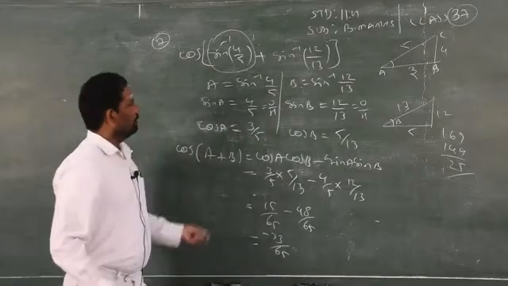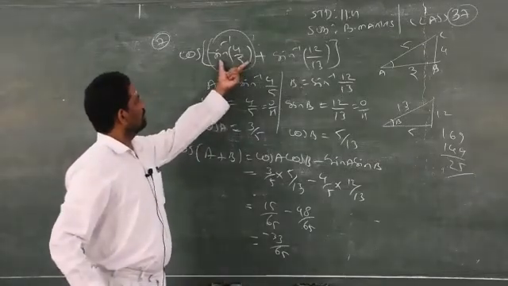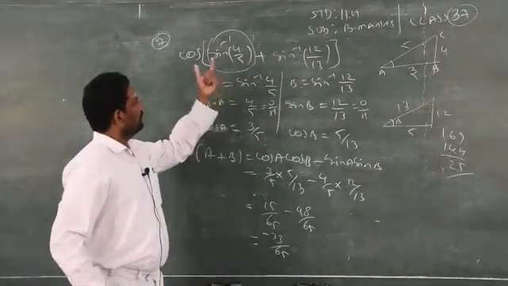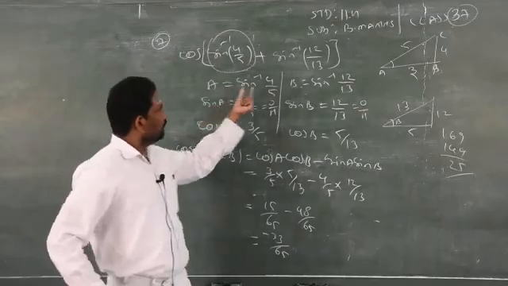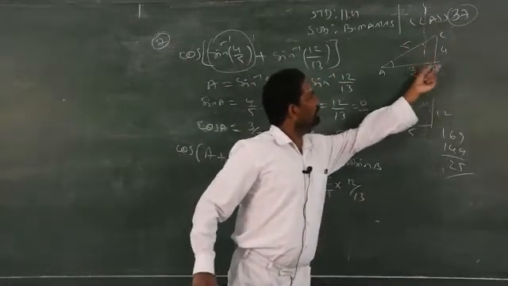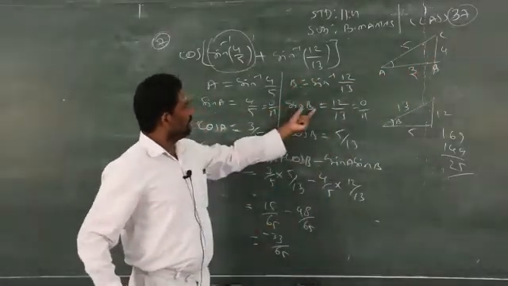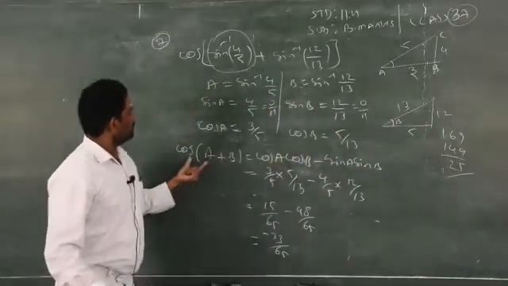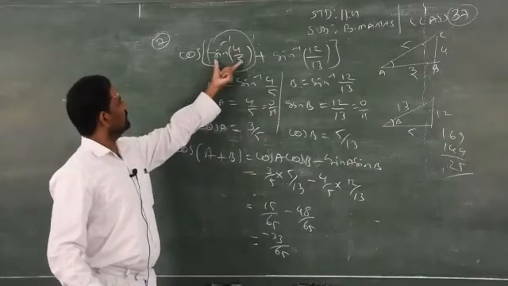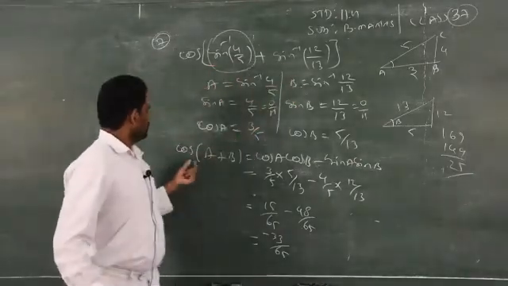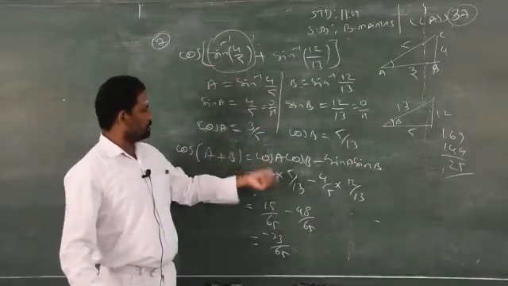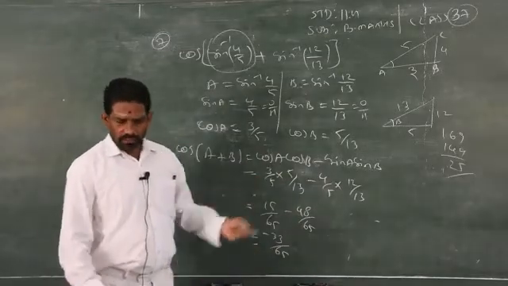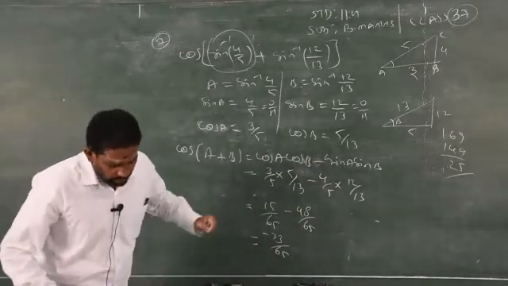Very simple. Just take anyone as A, B, whatever it is. With the help of angle A, using one triangle, find cos A. Then with the help of angle B, find cos B. Then substitute, considering this one as A and this one as B. So you'll get cos A plus B, cos A cos B minus sin A sin B. Just apply the formula and you will get the answer.